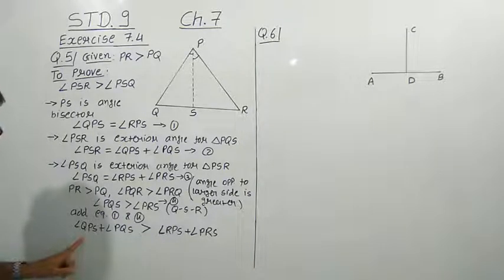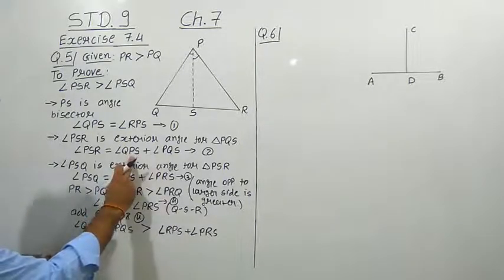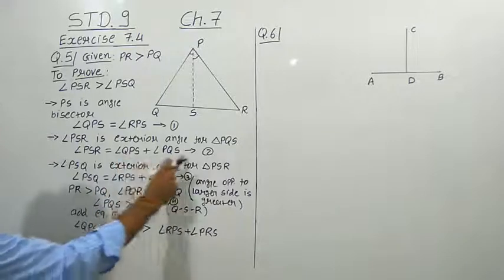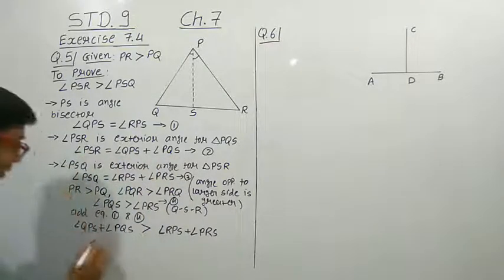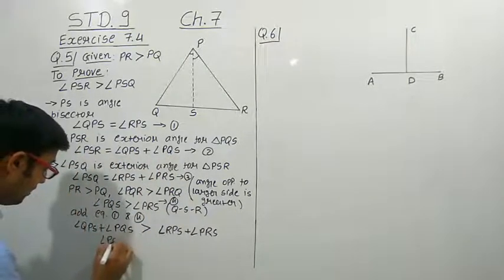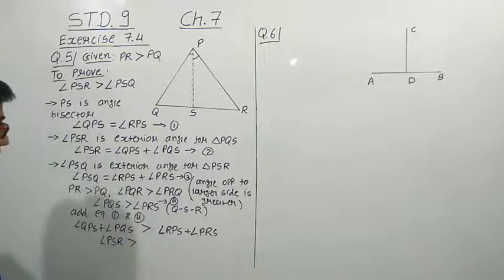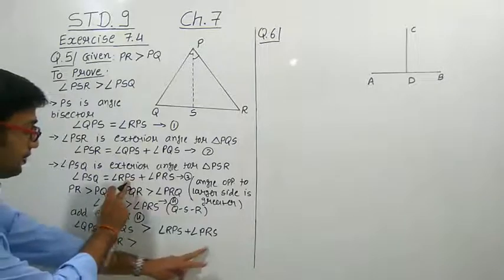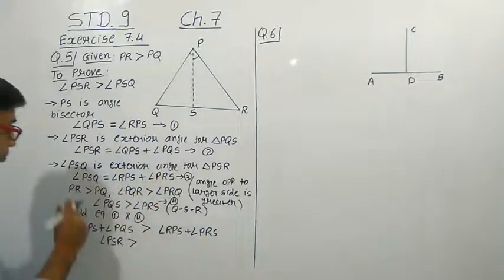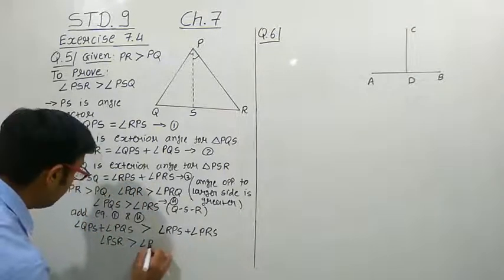Now see, angle QPS plus angle PQS is what? This is angle PSR. Now this greater-than sign remains as it is, and RPS plus PRS, here we can write angle PSQ.